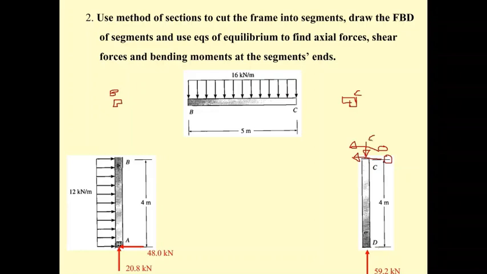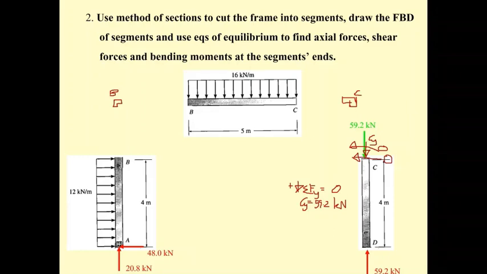So this is like C sub y. If you do the summation of F sub y equal to 0, you may see that C sub y is downward, so it's going to be positive. C sub y is going to be 59.2 kilonewton. So you get this in green, in the same direction. And this 59.2 is going to act.